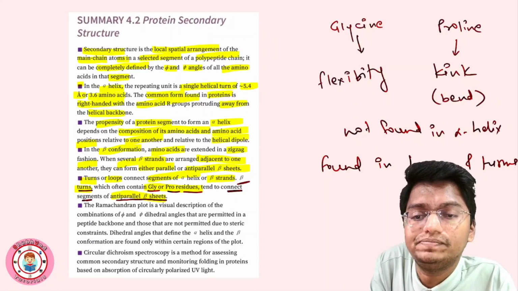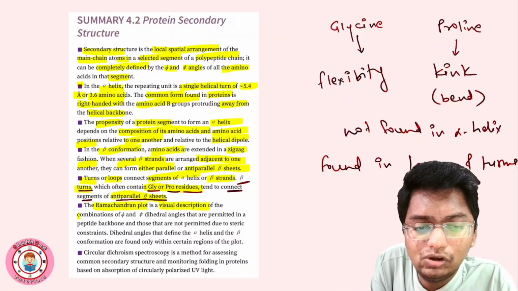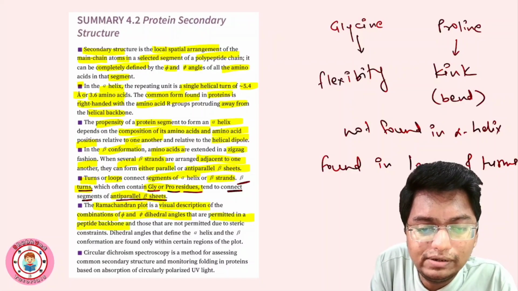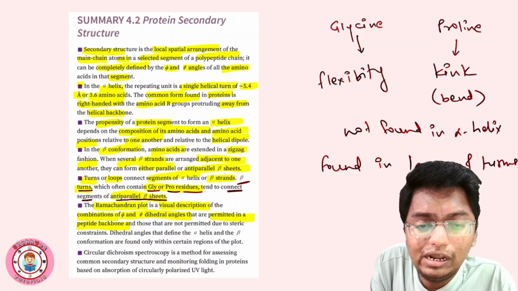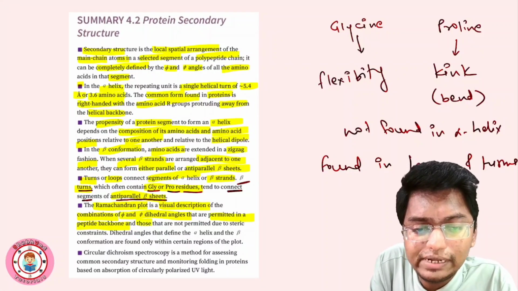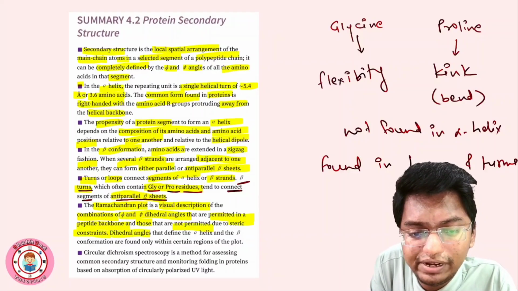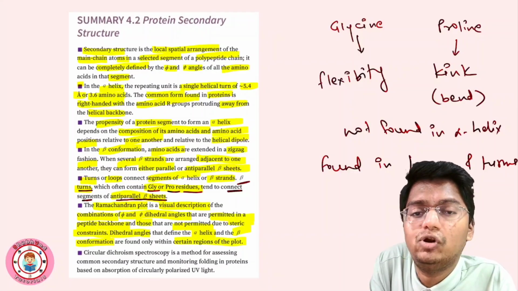This you should remember. The Ramachandran plot is a visual description of the combination of phi and psi dihedral angles that are permitted in a peptide bond. See, permitted means the allowed combinations of values, and those that are not permitted are excluded due to steric constraints. Dihedral angles that define the alpha helix and beta conformation are found only within certain regions of the plot. We have seen this.